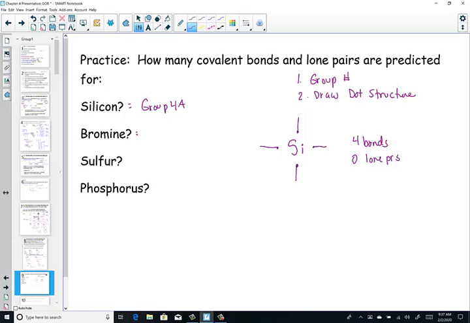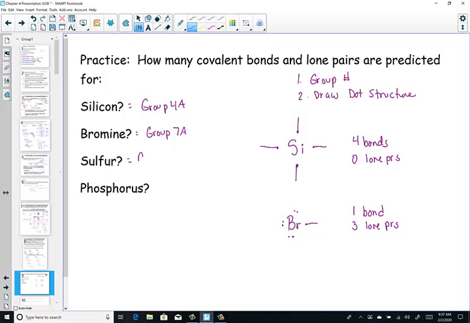Here's bromine. Bromine has the elemental symbol Br. Do you see how it's in group 7A? It's part of the halogens. So when I draw bromine's electron dot symbol, it has 7 electrons around its symbol. Clearly I can see that it would like to have 8, so that gives me 1 bond and 3 lone pairs.